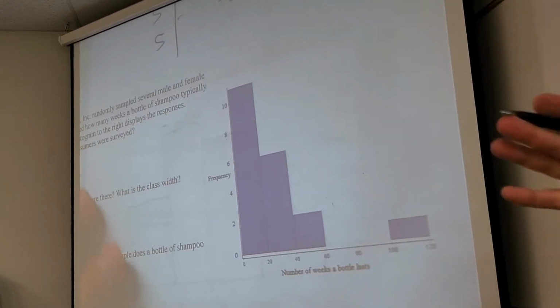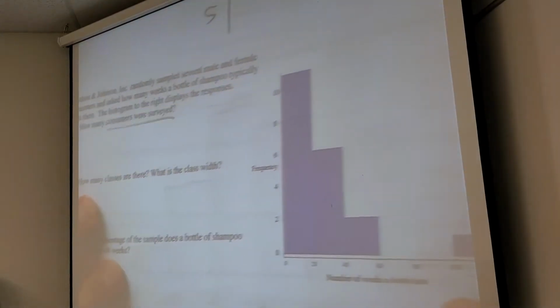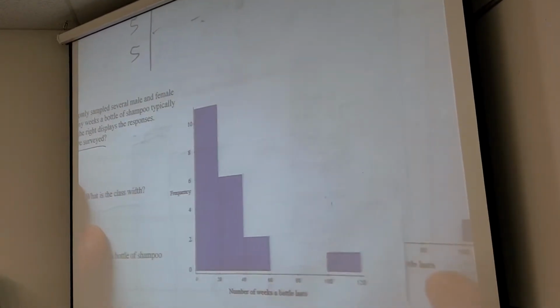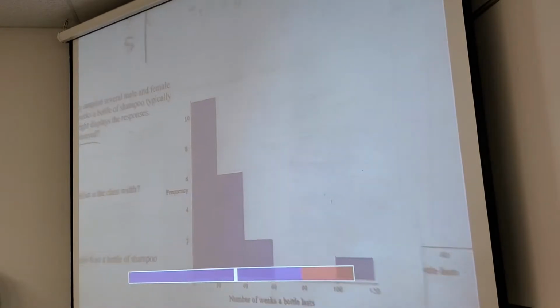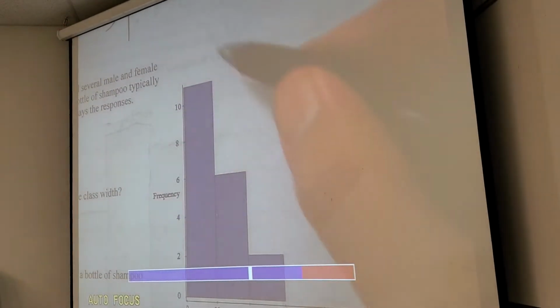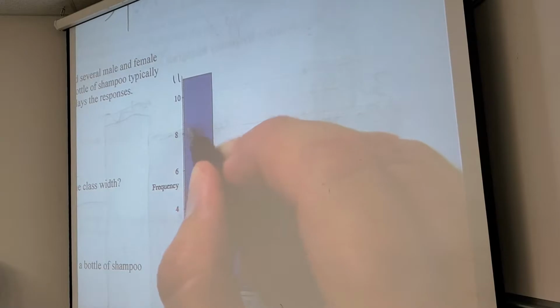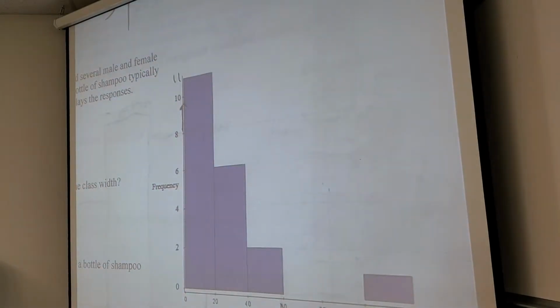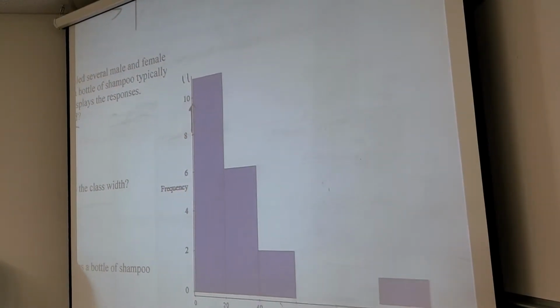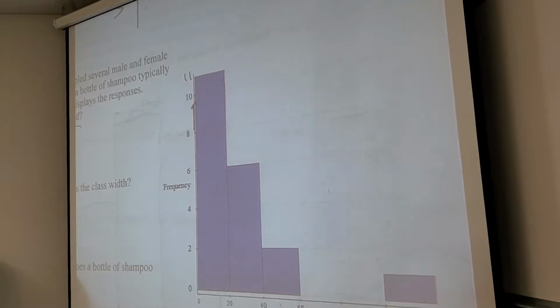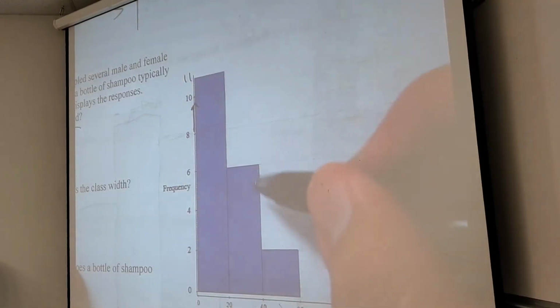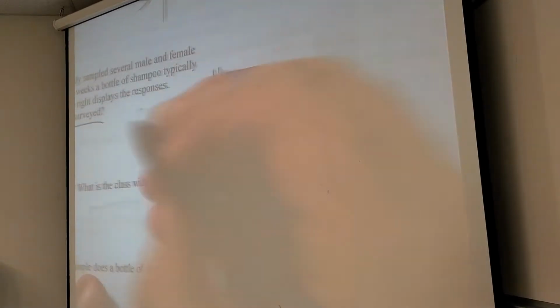So how many consumers were surveyed? I love it when you first look at this, you're like, how would I know? But how do you know? How many in this first bar? I didn't necessarily mean for this to be a trick question, but you just got to know how to read this. How many are in this first bar? 11. Because it doesn't go up a full step, does it? And I can't have half a person. So it's 11 plus 6 plus 2 plus 1 is 20. 20 people.